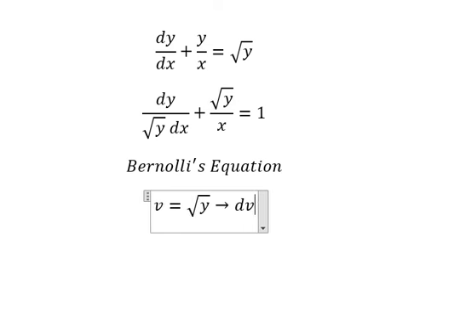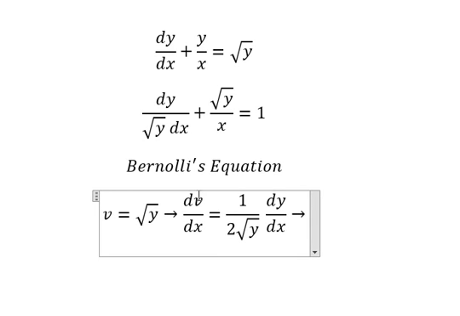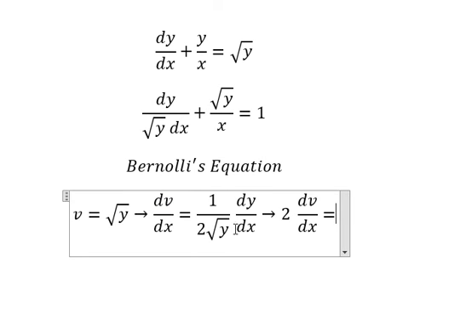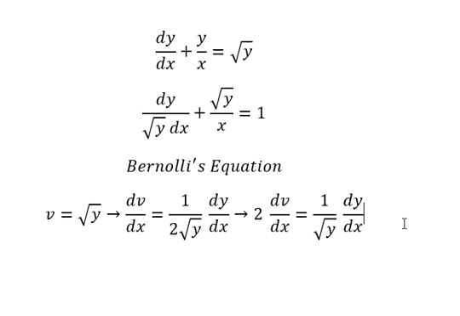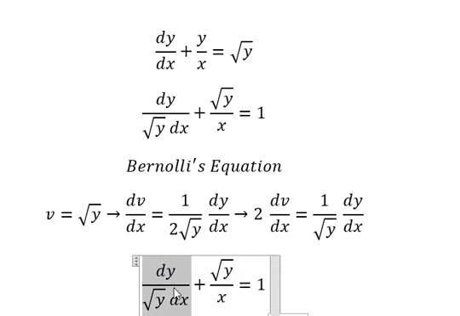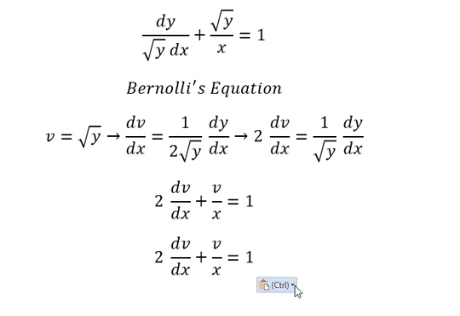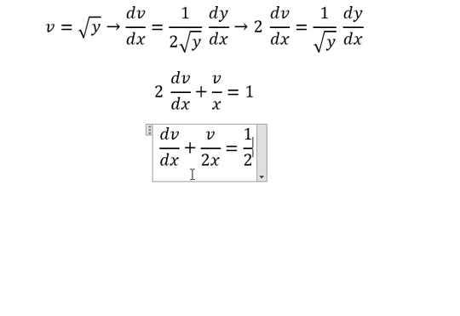Later, we first take the derivative of both sides. Because we don't have number 2, I will put number 2 to the left. So this one we change by this one. This one we change by v. Next, we divide both sides by number 2. So we have v and the first derivative of v.